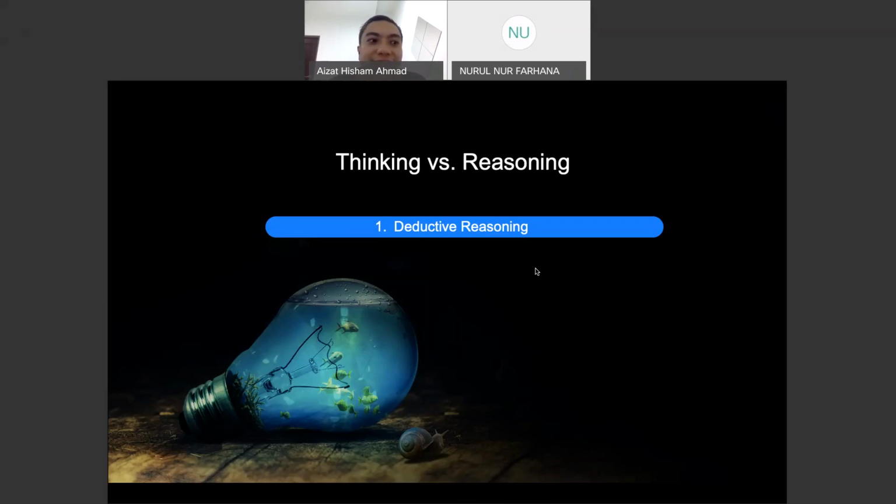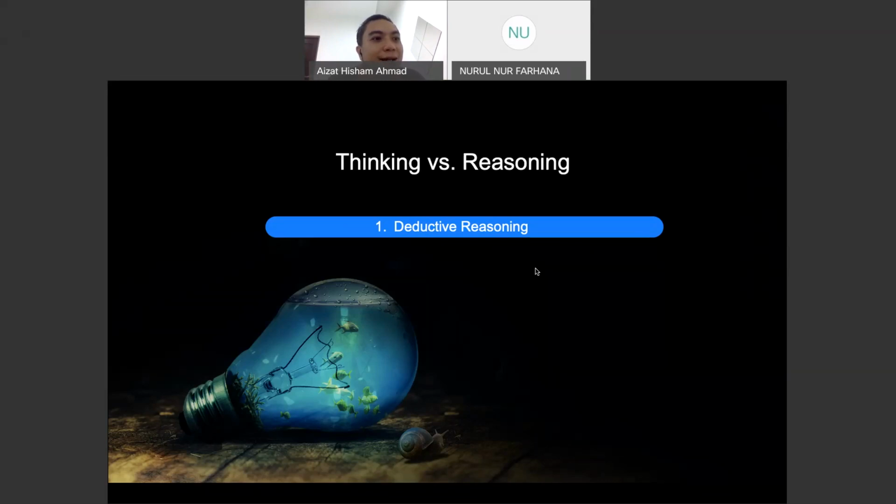Aizat is mortal. Aizat will, I mean, die one day, right? So that is an example of deductive reasoning. Top down, from a general aspect of thinking to the specific. Okay, hopefully everyone is clear. If you are not clear, type in the chat box straight away.